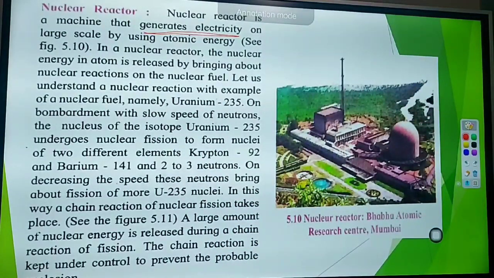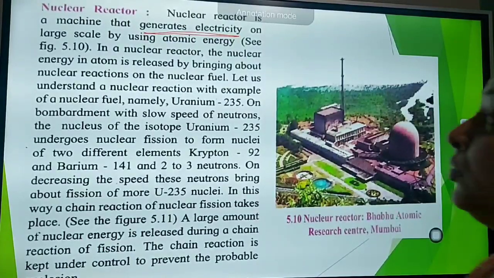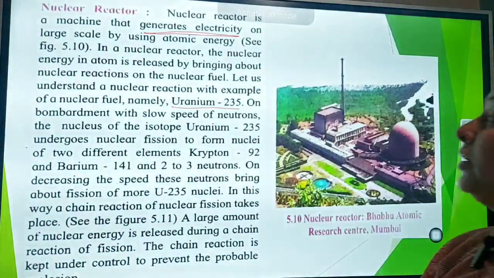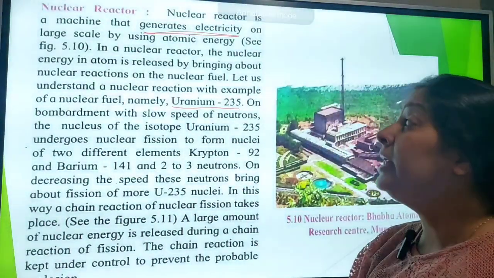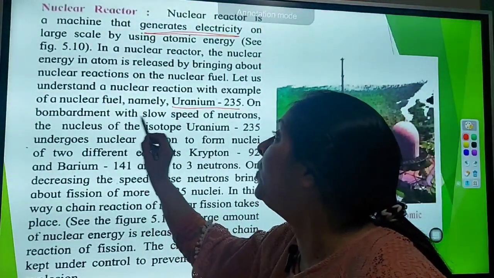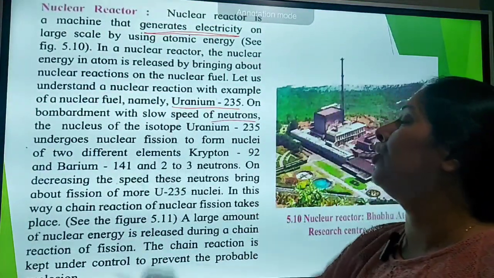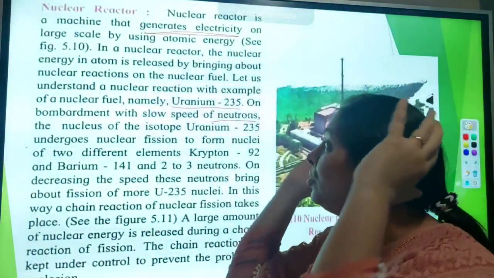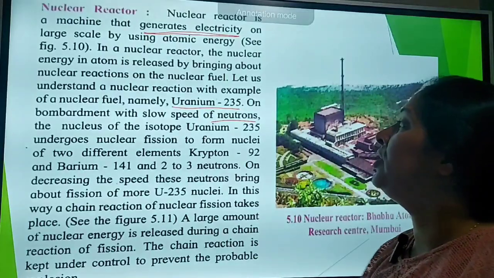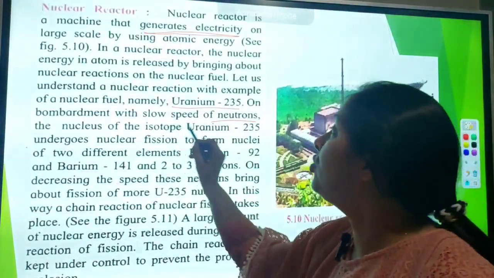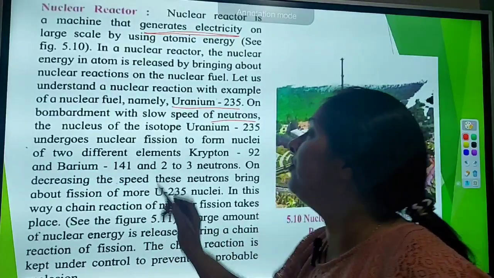Reactions करता है. Let us understand a nuclear reaction with the example of a nuclear fuel, namely uranium 235. चलिए uranium 235 का nuclear reaction पढ़ते हैं. On bombardment with slow speed neutrons, बहुत सारे न्यूट्रॉन्स बम्बार्ड किए जाते हैं, the nucleus of the isotope uranium undergoes nuclear fission.